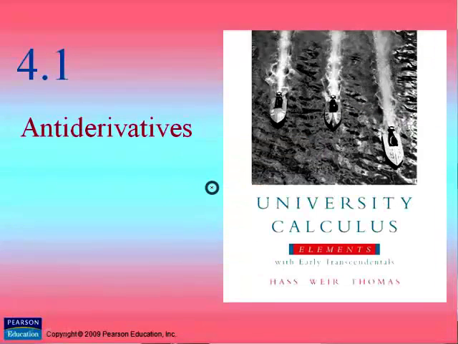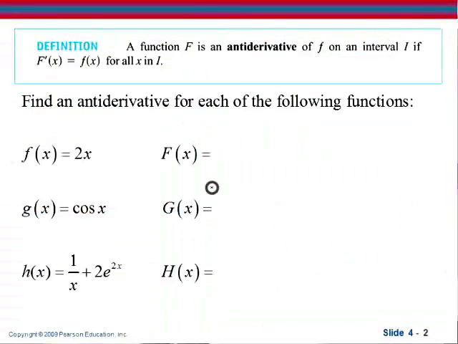Up to this point, we've spent most of our time finding derivatives, and now we want to look at antiderivatives. What that means is if we know the derivative of a function, we want to be able to find the original function. So it's kind of the opposite of taking a derivative. Now a function capital F is an antiderivative of lowercase f on an interval I if capital F prime of x is equal to little f of x for all x in I.